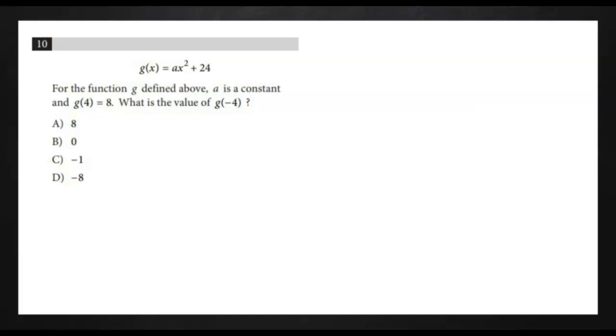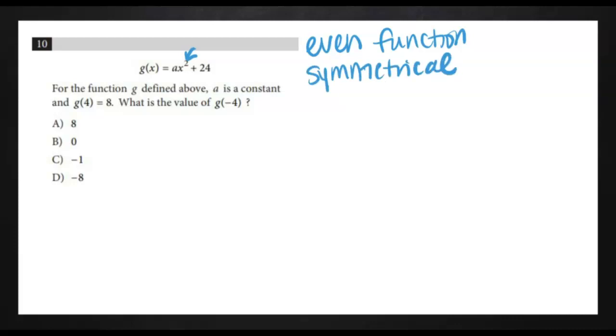So the very first thing that you can think about is that you actually have an even function. So when you have an even function, your exponent is 2. So what you have is a function that is symmetrical, right? Think about a parabola. You're symmetrical around your vertex.